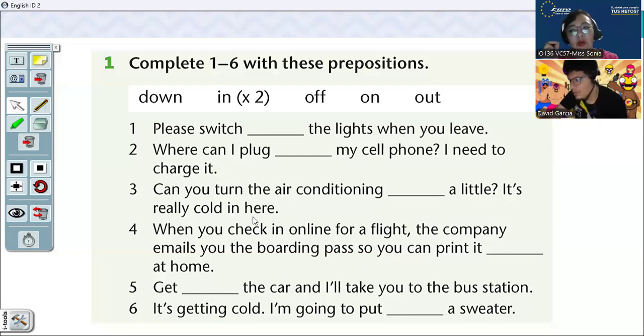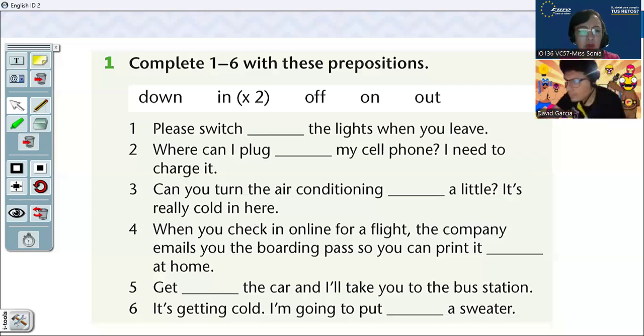But you don't turn it on a little, no? You turn it on or off, no? Oh yes, of course. Turn it down or turn it up a little, yes. But turn it down a little would be the opposite. It's really hot, no? Yes. So that will be the other way around.